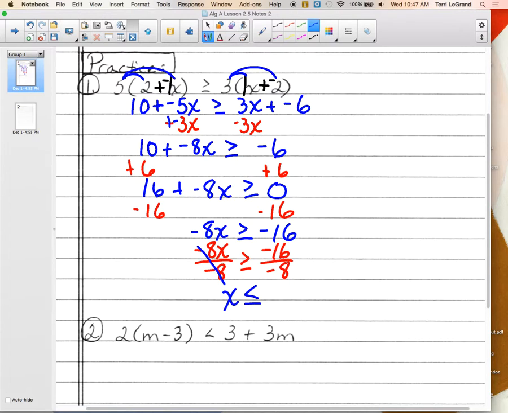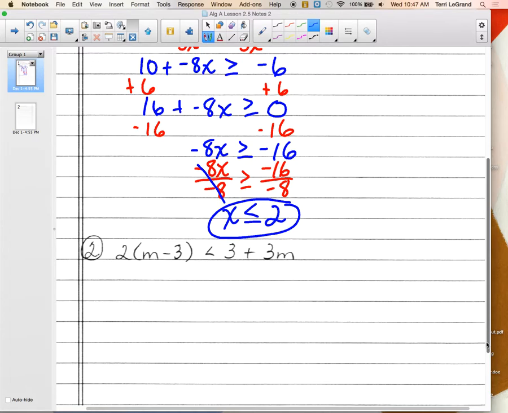Negative divided by a negative is a? Positive. 16 divided by 8 is? 2. We do not need a calculator to do that. x is less than or equal to 2. And now we'll graph it. And because we made it so that the variable was on the left, when that's the case, whatever direction the inequality symbol is pointing, it's this direction we end up shading.